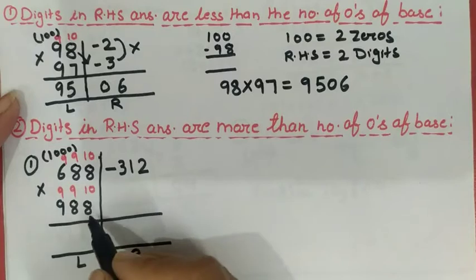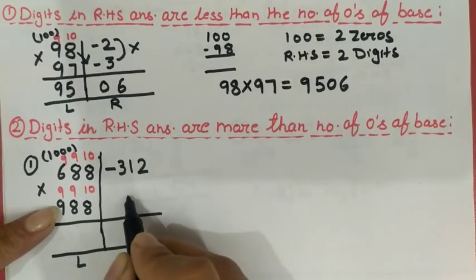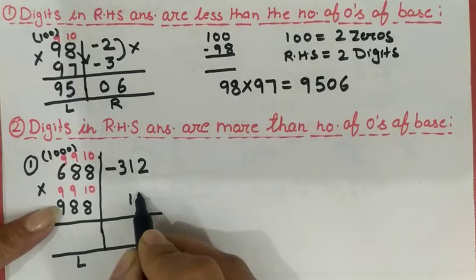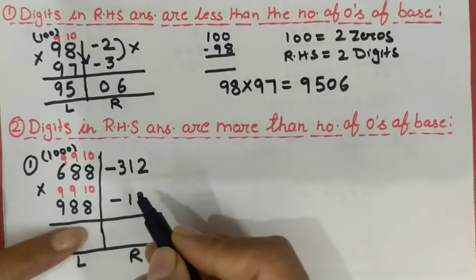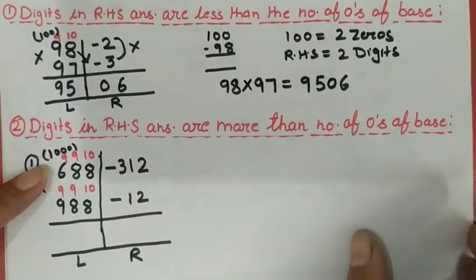And to find this, start subtracting. 9 minus 9 is 0, no need to write. 9 minus 8 is 1, 10 minus 8 is 2. So 988 is 12 less than base 1000. See how quickly you have found the differences.